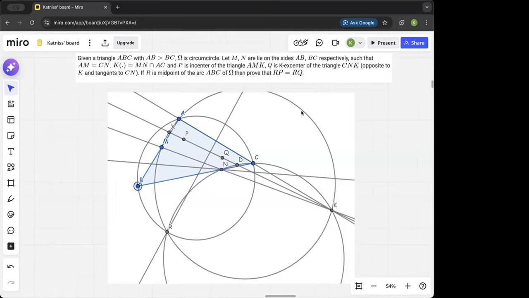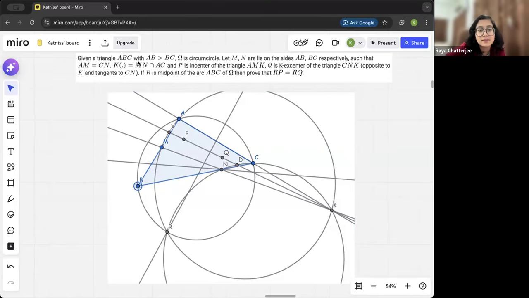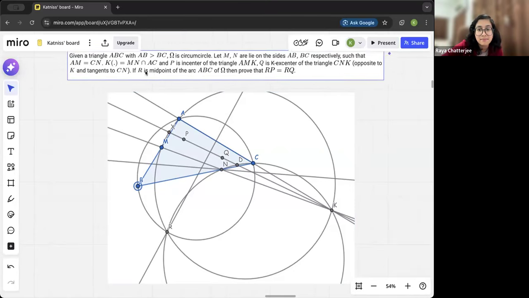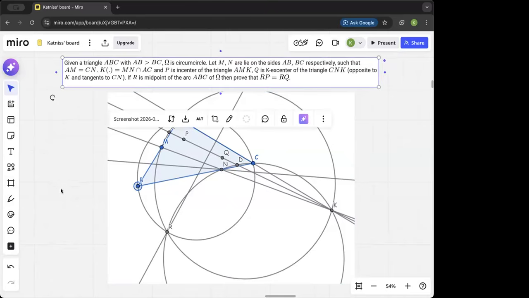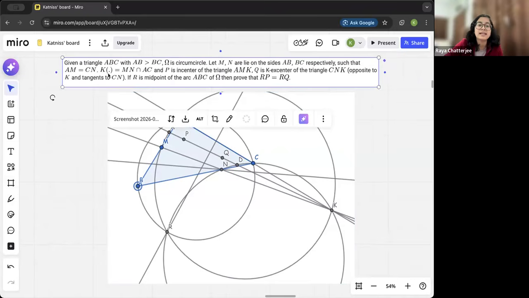Wait, what is that K thing? I didn't get the notation. K is defined to be MN cap AC. What's the brackets with the dot inside that? It's probably a typo, I guess. Oh, okay.